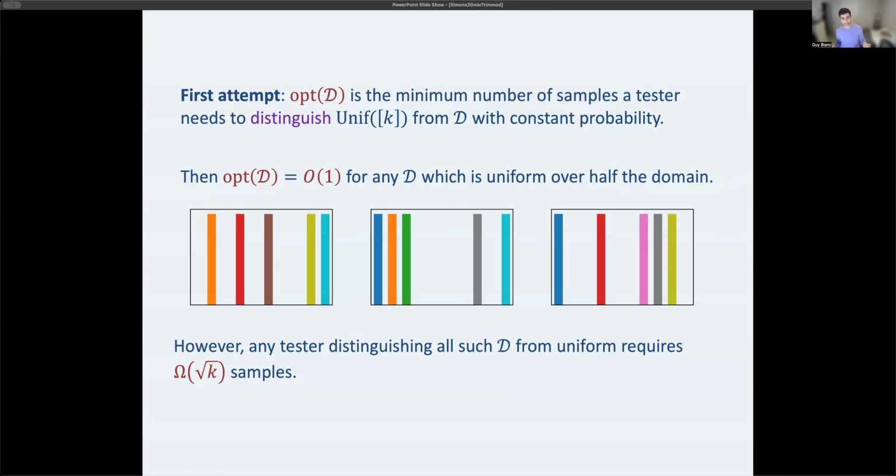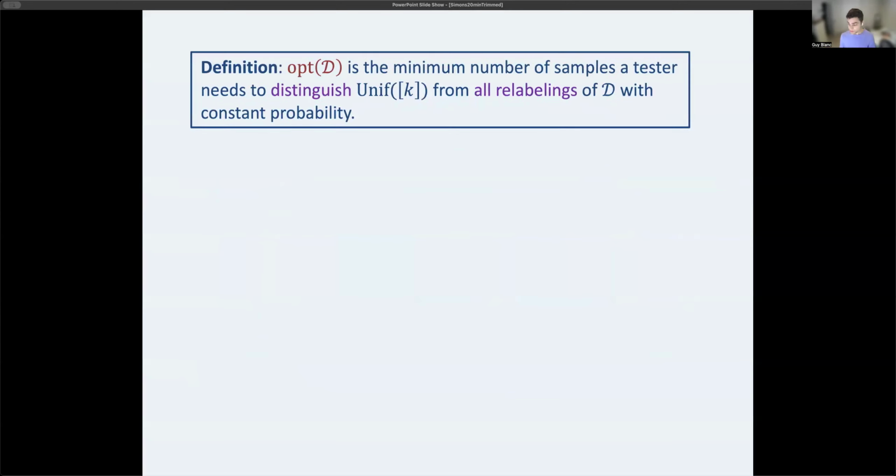This example is actually very well understood. It's the reason for the lower bounds for uniformity testing I mentioned roughly at the beginning of this talk. And it does end up defeating this particular notion of opt. So we're going to end up using a different one. And the notion we're going to define is essentially just going to get around this one case. And that will end up being enough.